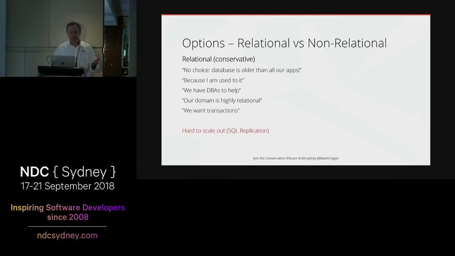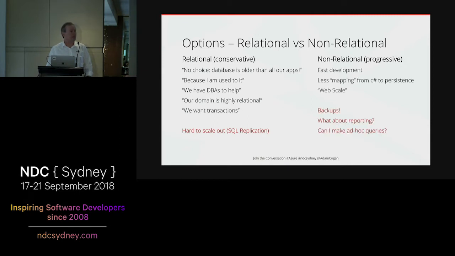Or we want transactions. What they usually won't say is it's hard to scale. All right, it's pretty hard to scale out. SQL replication is pain. So let's talk about non-relational choices. And that discussion that was in that video goes on, and it's worth hearing because it's so close to truth, it's not funny. But this is for fast development, and there's less mapping of C# to persistent, and it scales better. That's the most important thing.